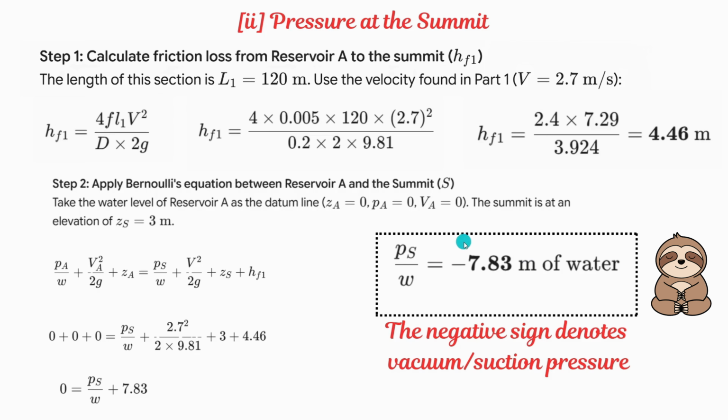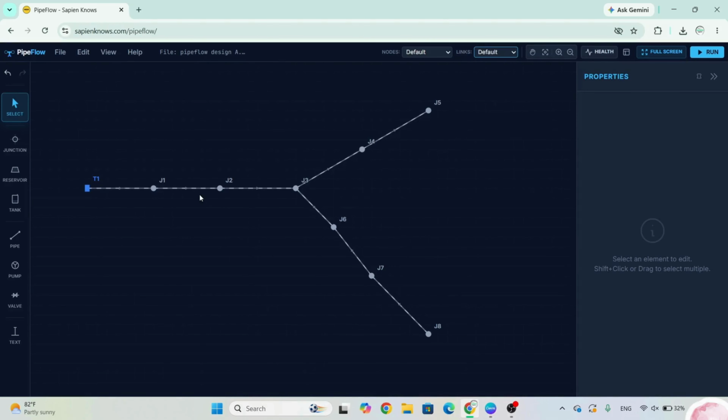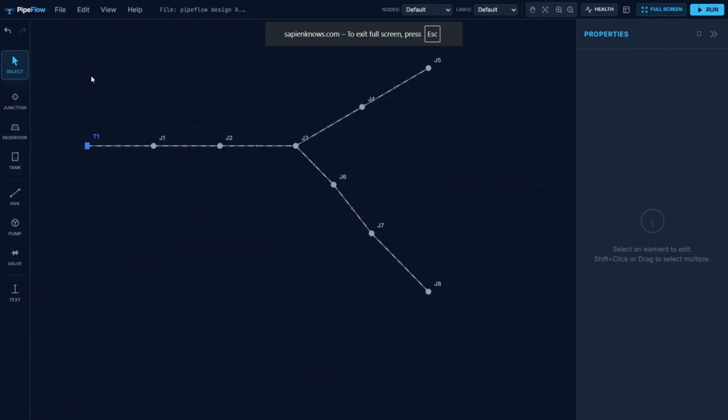If it was beyond the 10.2 meters limit, then flow would never happen because it would be impossible to carry that water. So now we will do it in PipeFlow. The whole point of the video is to leave the manual calculation part and to solve it easily in PipeFlow. So let's continue to PipeFlow. We will have to go to this website, sapionknows.com/pipeflow. We can go full screen.